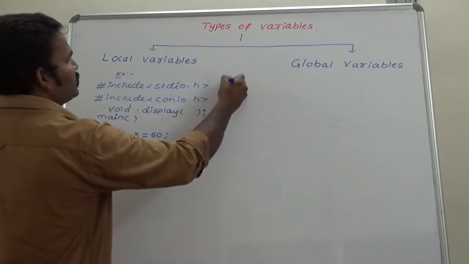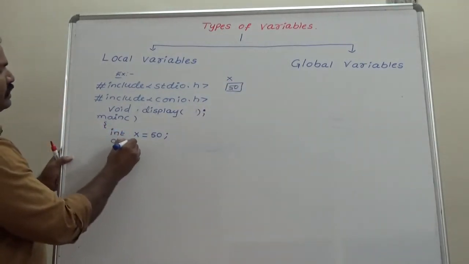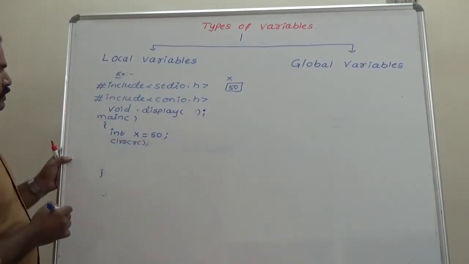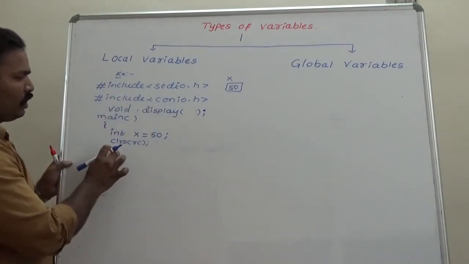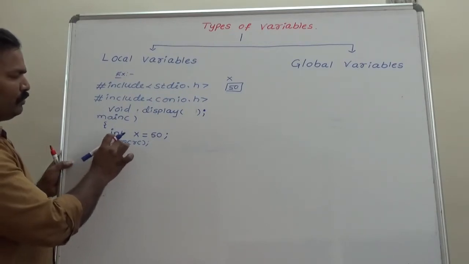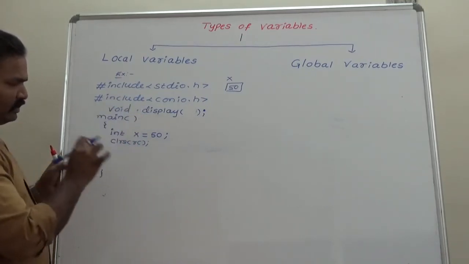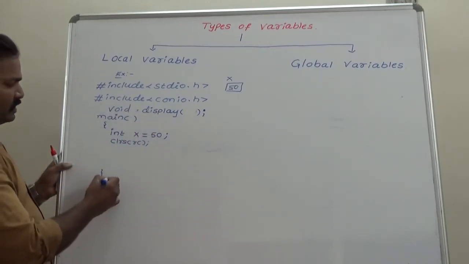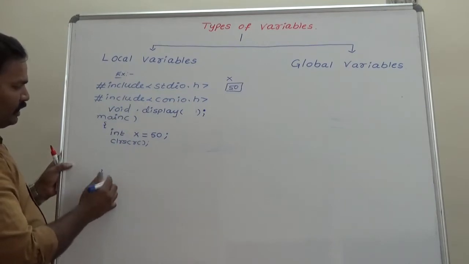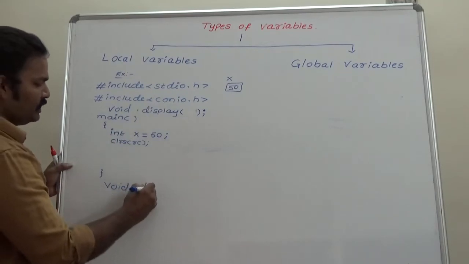So the x variable value is what? 50 here. Next is clrscr function to clear the output screen. So function declaration completed. Next, function call. Before going to write the function call statement, first I want to implement this function. I am implementing this function, means I am writing the definition of this function. We write void, the return type, then function name, display.